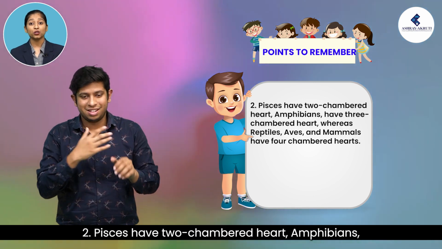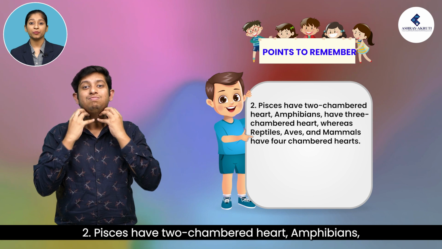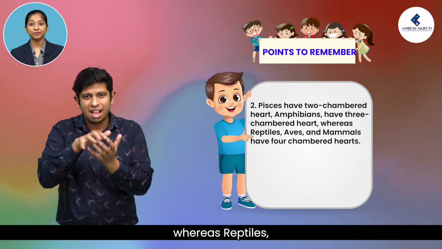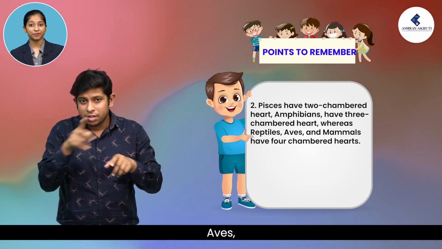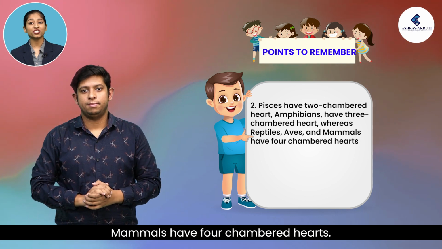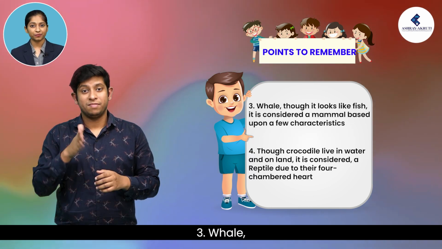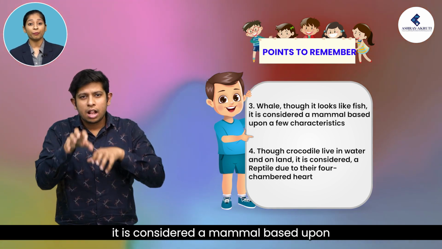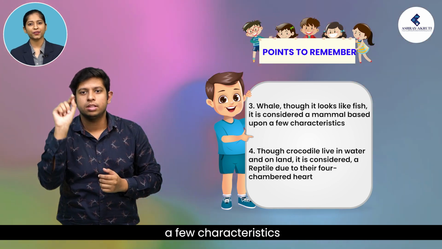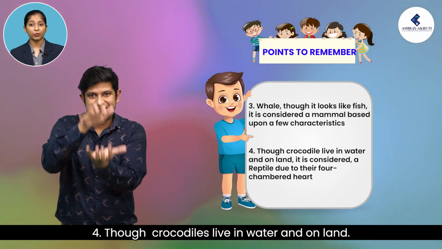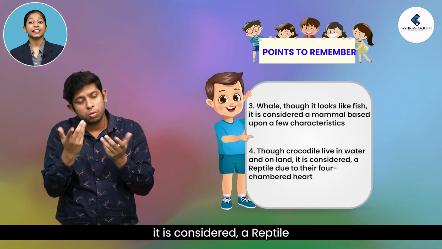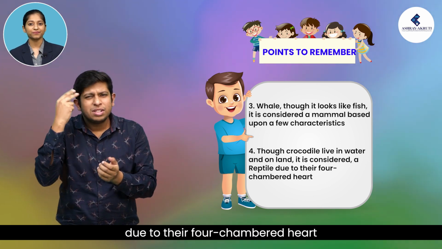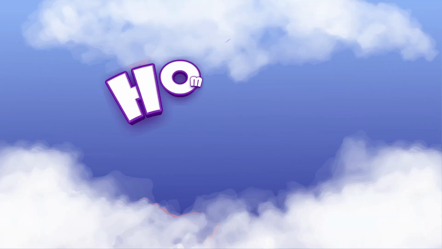Pisces have a two-chambered heart. Amphibians have a three-chambered heart, whereas reptiles, aves, and mammals have four-chambered hearts. Whale. Though it looks like a fish, it is considered a mammal based upon a few characteristics. Though crocodiles live in water and on land, they are considered reptiles due to their four-chambered heart. Home assignment.